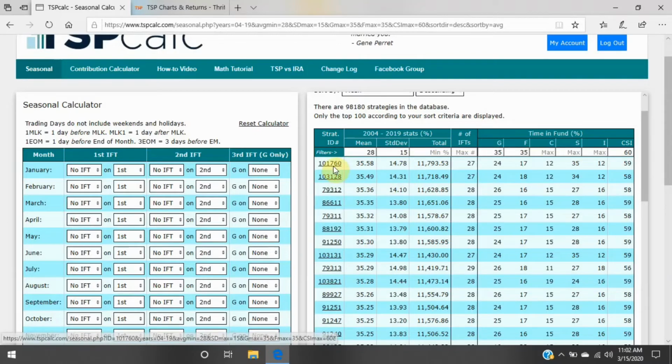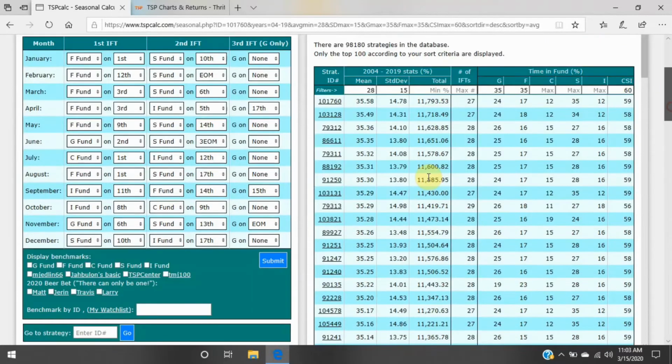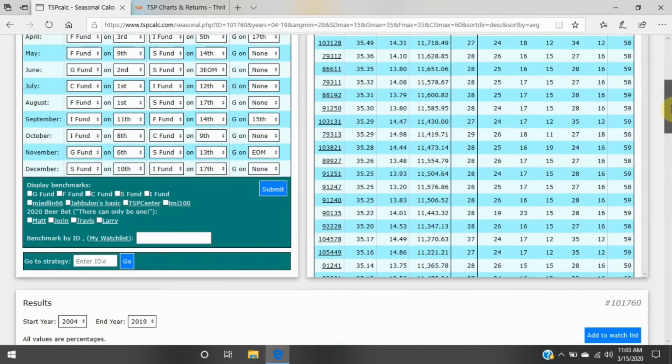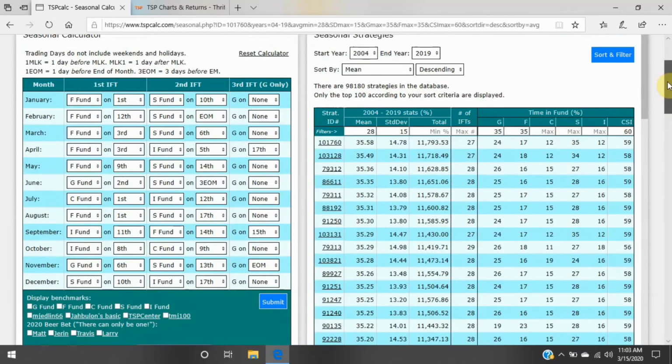And again, this is something where you have to take a look at the strategy. So I would go ahead and click that strategy. It will auto-populate it here into the seasonal calculator. And just for fun, we're going to go ahead and display it against some benchmarks, which you'll see at the bottom. So notice here at the bottom you have the strategy, and it brings its results tab up here.